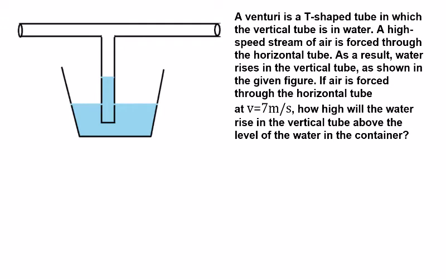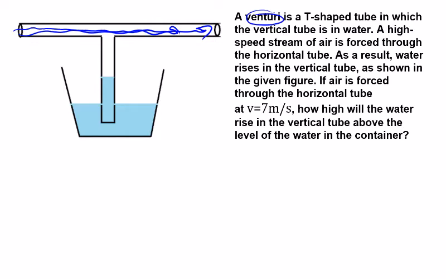In this one, we're going to talk about a thing called a Venturi tube. A Venturi tube is basically one in which the tube is stuck in the water and you can blow air or force a stream of air through the horizontal tube. So the air is going to be moving through here, and the other end is actually sticking in the water. So the idea is we're trying to figure out how much the water is going to rise in this tube, because it's going to rise in this tube.